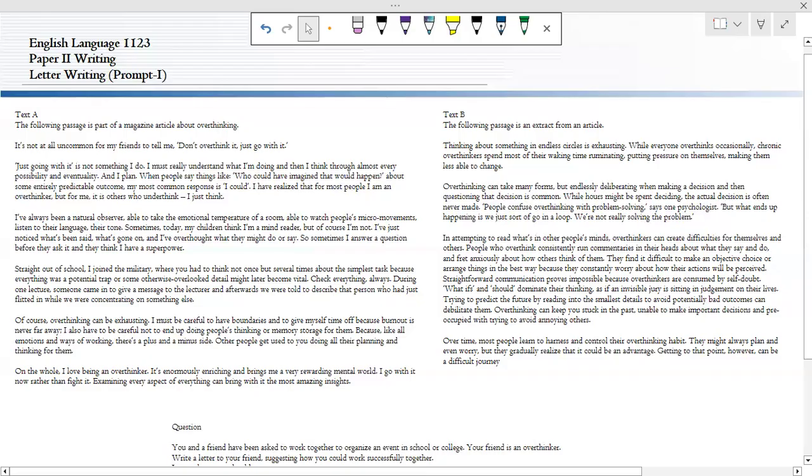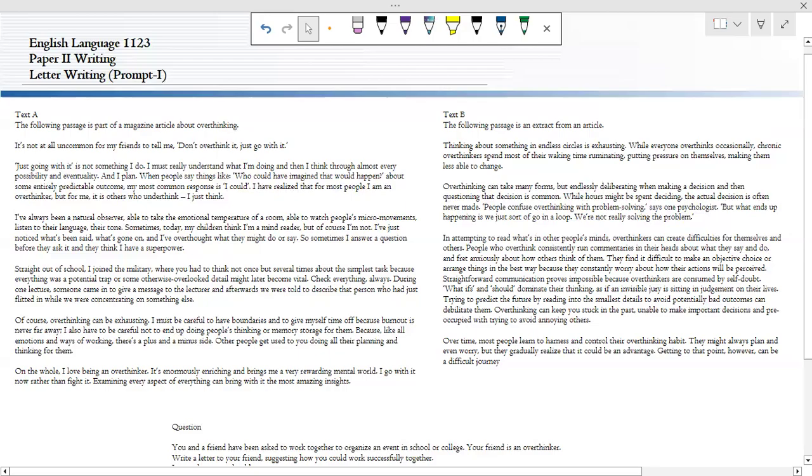On the whole, I love being an overthinker. It's enormously enriching and brings me a very rewarding mental world. I go with it now rather than fight it. Examining every aspect of everything can bring with it most amazing insights.